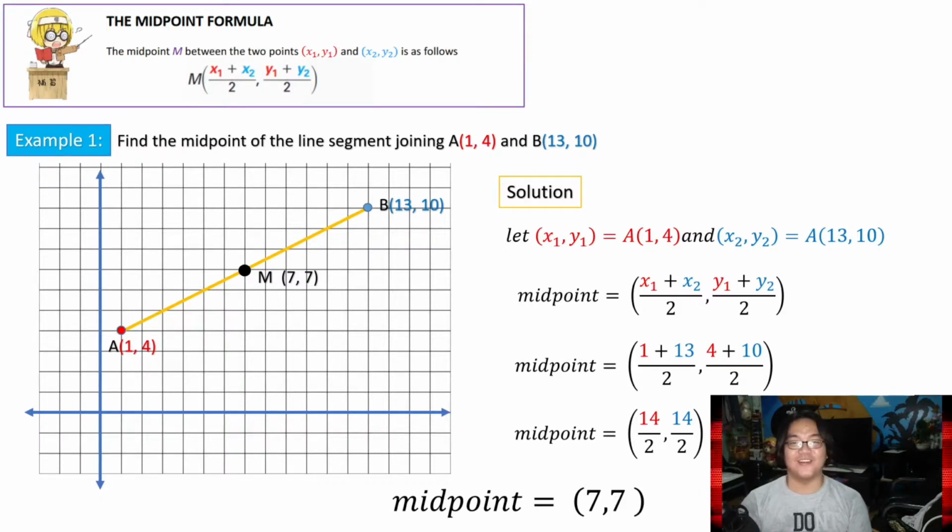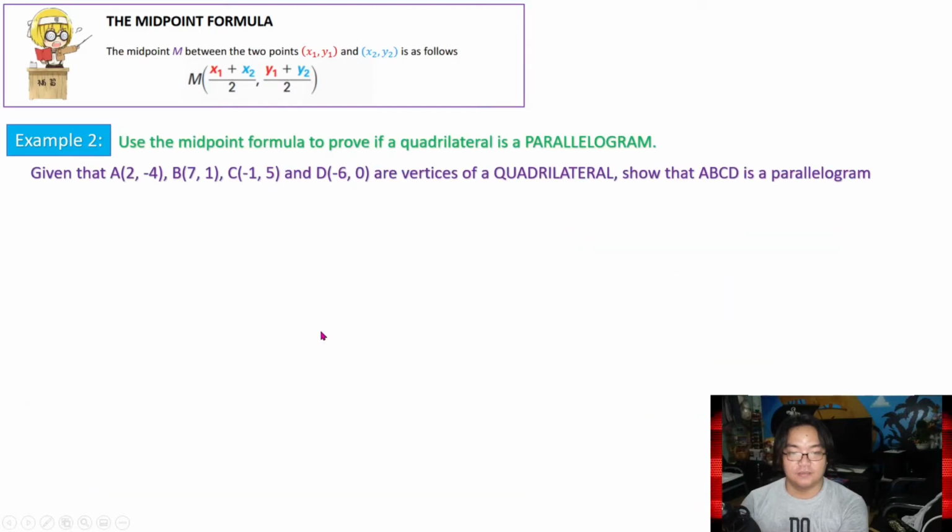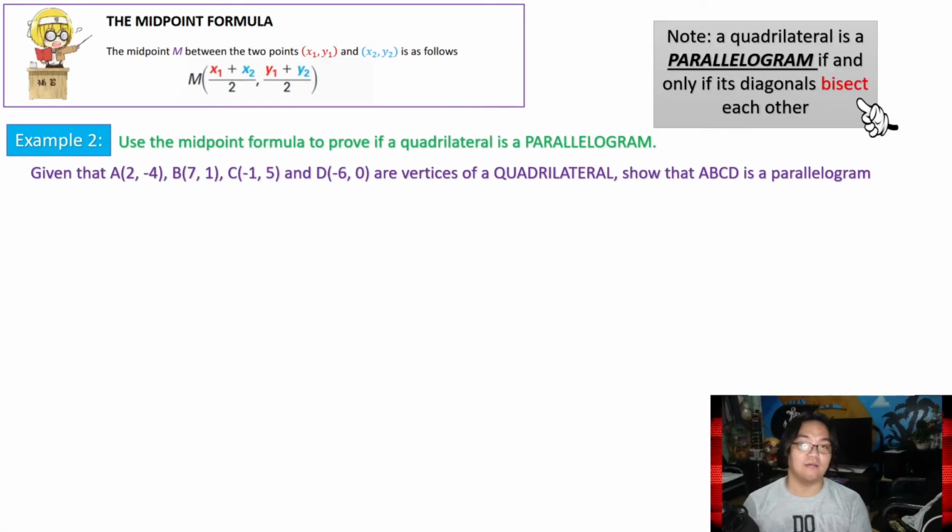Okay, so let's have another example on the use of the midpoint formula. Use the midpoint formula to prove if a quadrilateral is a parallelogram. Given that point A has coordinates 2, -4, point B 7, 1, point C -1, 5, and point D -6, 0 are vertices of a quadrilateral, we are to show that ABCD is a parallelogram. So how are we supposed to do that? Take note that a quadrilateral is a parallelogram if and only if its diagonals bisect each other.